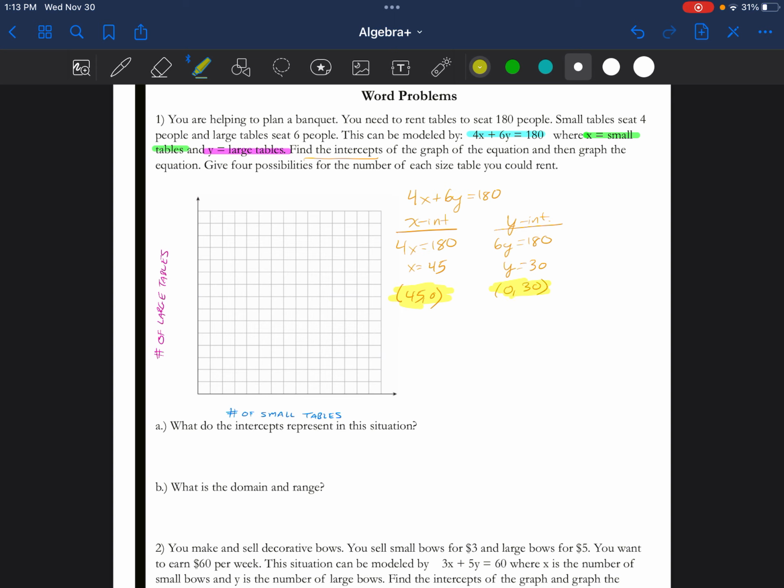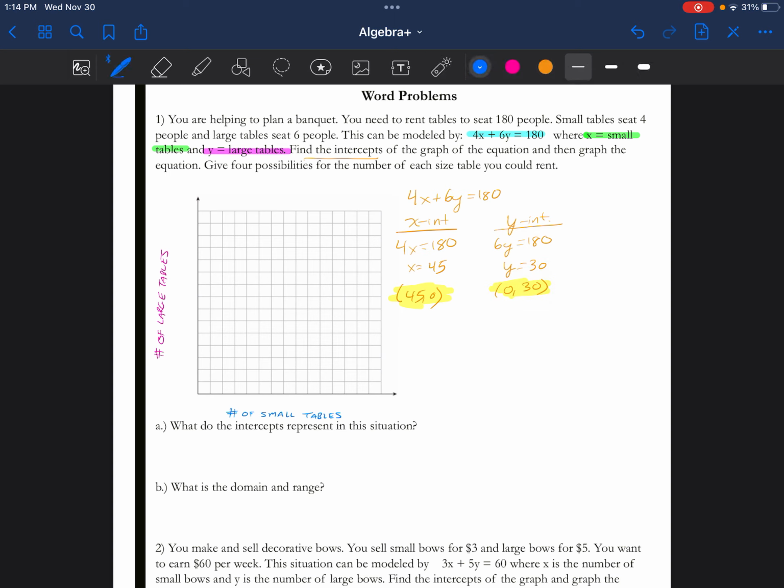Okay, let's continue reading the problem. It says, find the intercepts of the graph of the equation, then graph the equation. Give 4 possibilities for the number of each size table you rent. Right now we have 2 possibilities, right? We can have 45 small tables and 0 large tables, or we can have 0 small tables and 30 large tables to seat these 180 people.